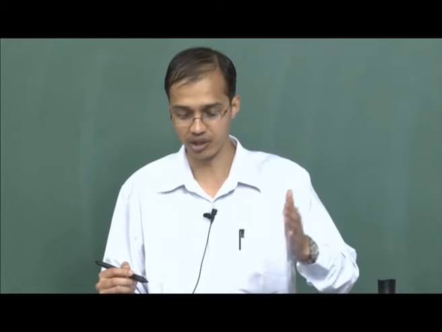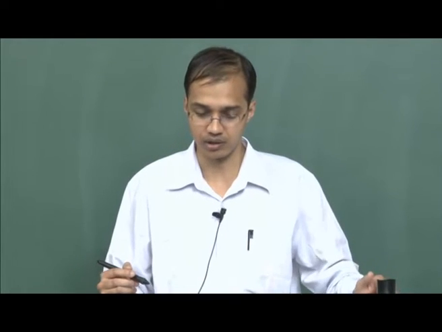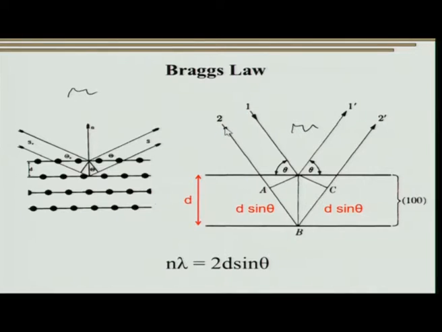We know that whenever there are two waves coming over a crystalline material, say waves 1 and 2, the path difference between these two waves is essentially d sin theta plus d sin theta, which is nothing but AB plus BC. If the overall path difference between waves 1 and 2 is an integral multiple of lambda, that is, if n lambda is equal to 2d sin theta, the two waves are going to meet in phase and their amplitudes are going to get added, and hence we will say that diffraction has occurred.